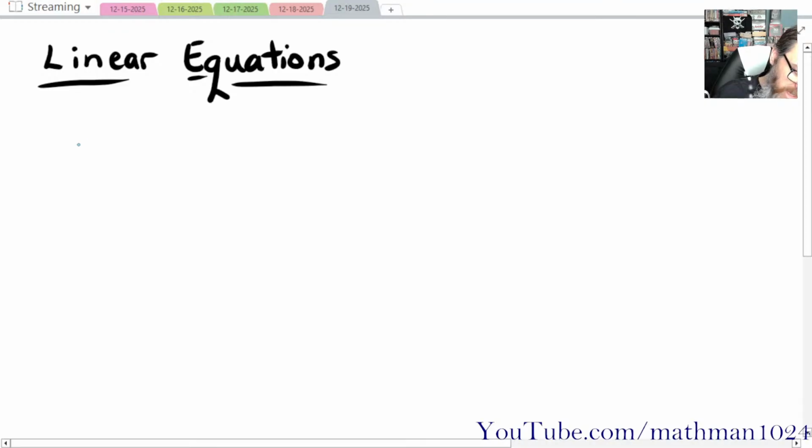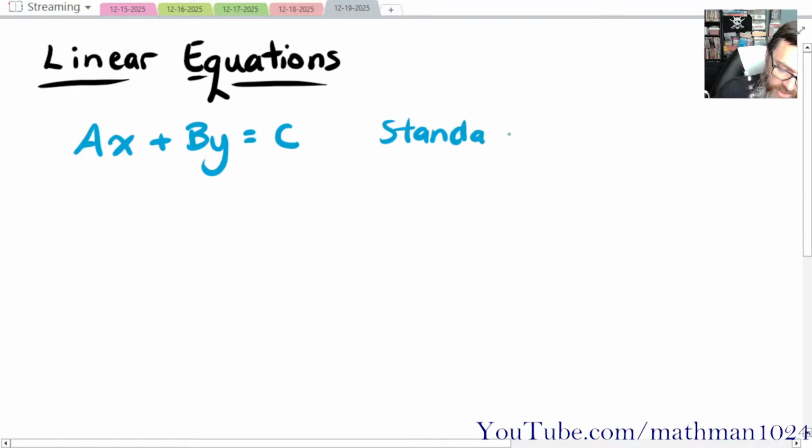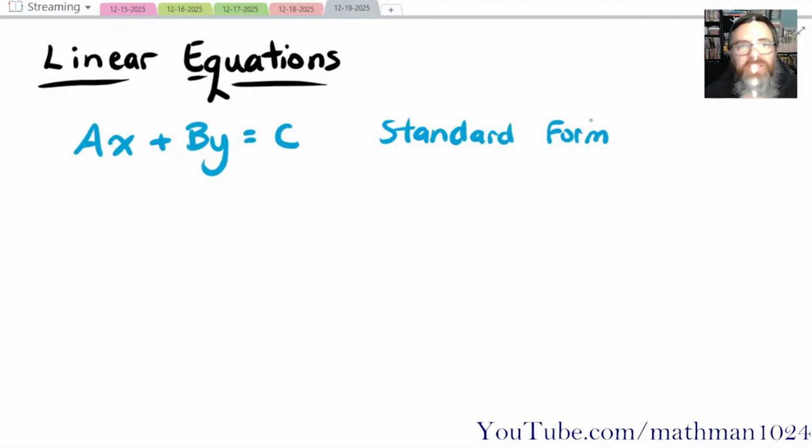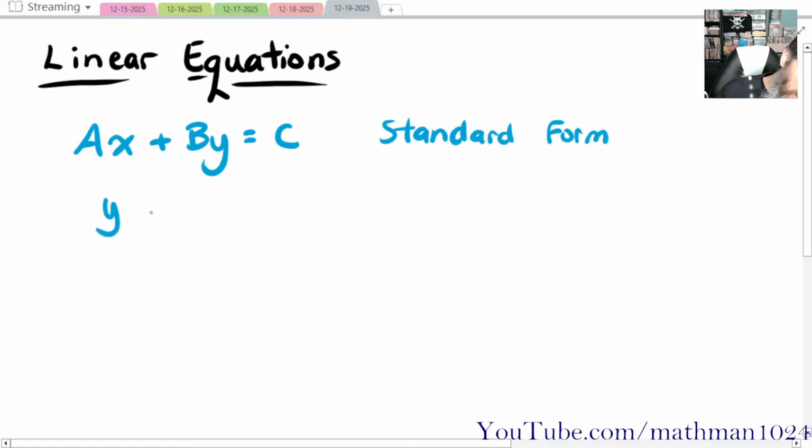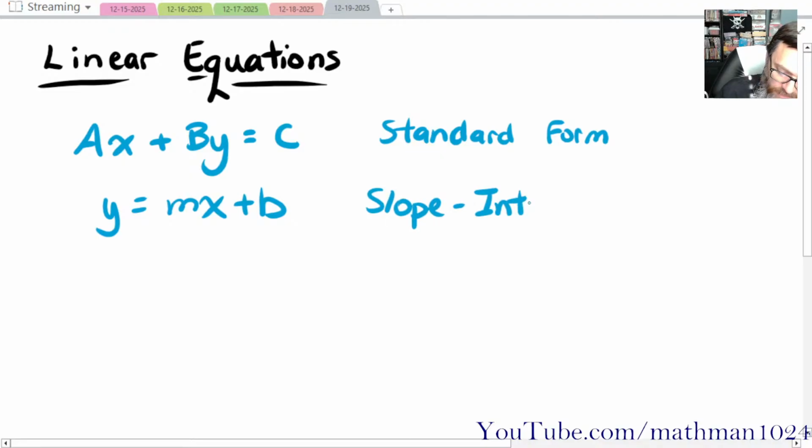One form is called the standard form, and that's ax plus by equals c. So this is our standard form. Anything that is a line can be written in this form. Whether it's a horizontal, vertical, or slanted line, it can be written in standard form. And then we have this guy, y equals mx plus b, which is our slope-intercept form.